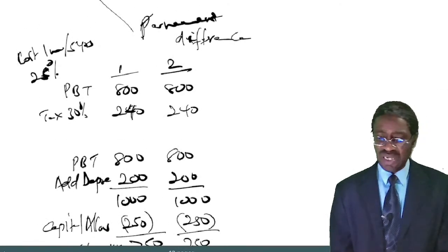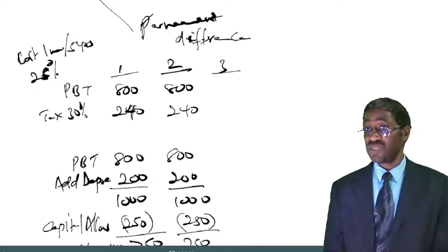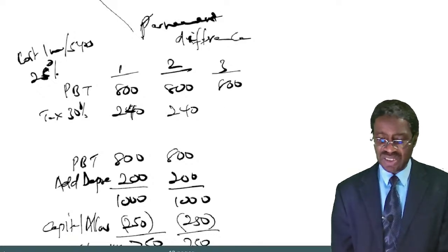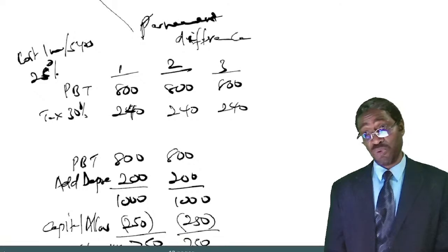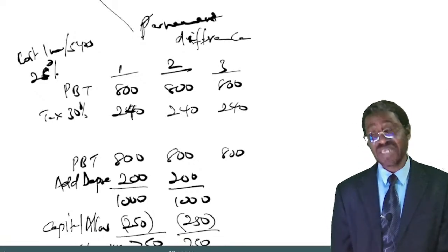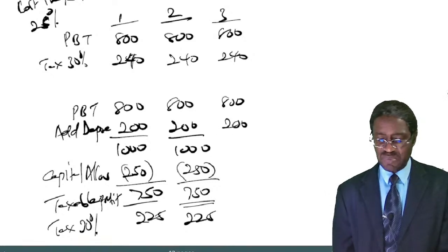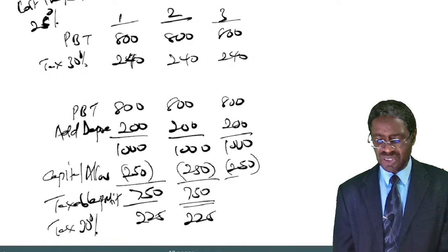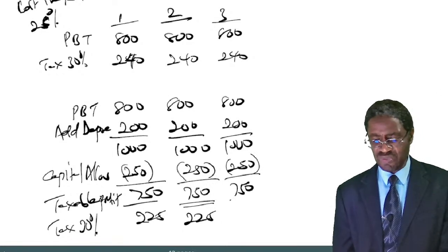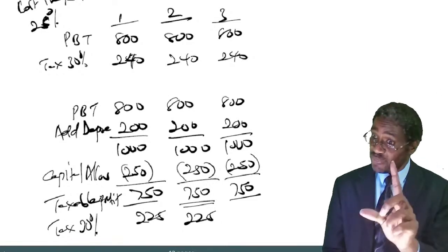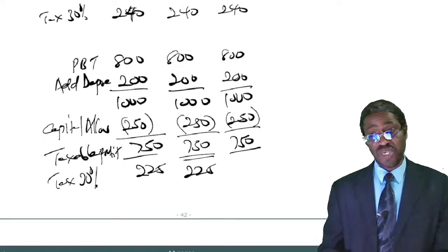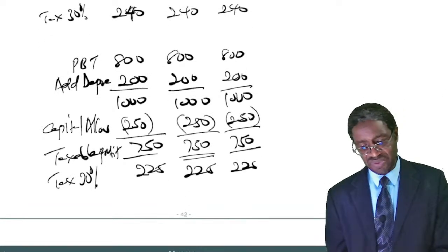Third year, I want to assume the same thing happened. I made a profit of 800. I thought I should pay tax of 240. When I gave him the 800, he said no, you will not tax me on 800. He added back my depreciation, got 1,000. He gave me a capital allowance of 250, got a taxable profit of 750. At 30% again, he told me to pay him 225.